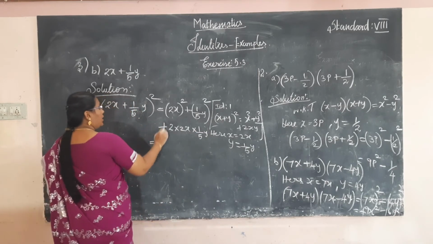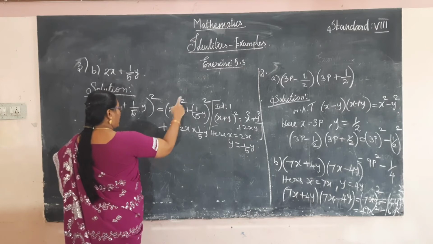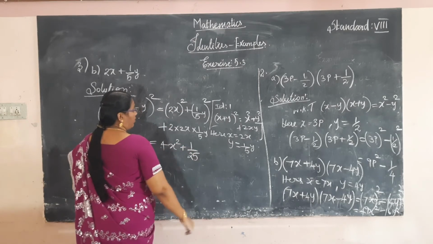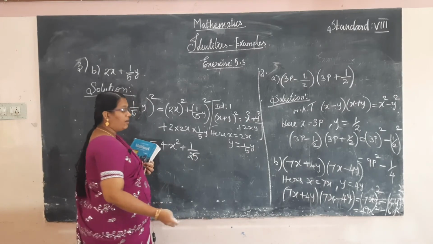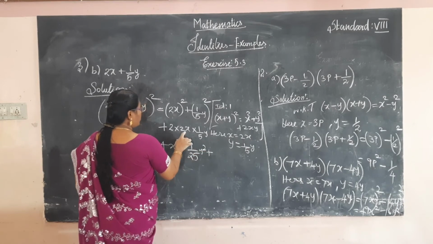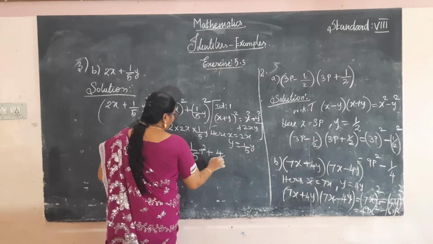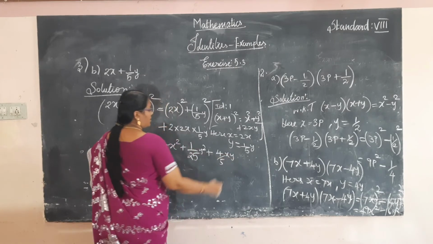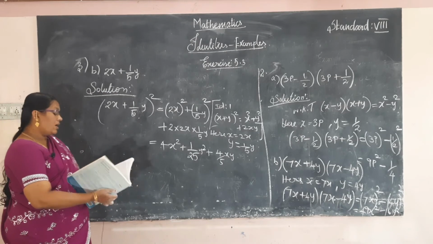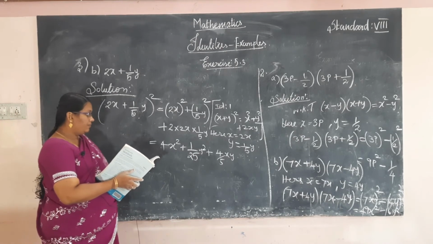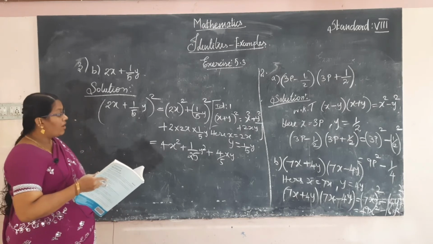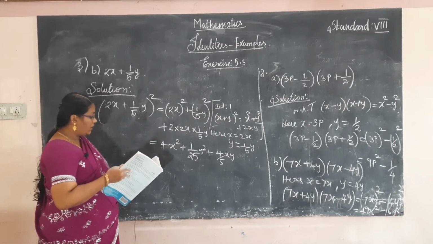Now expand. 2 square value is 4x square plus 1 by 25, why do we write 25? 5 square value is 25, y square plus 2 into 2 is 4 divided by 5, the variables x and y. So the answer for this problem is 4x square plus 1 by 25 y square plus 4 by 5 xy. Okay, now move to the next one.